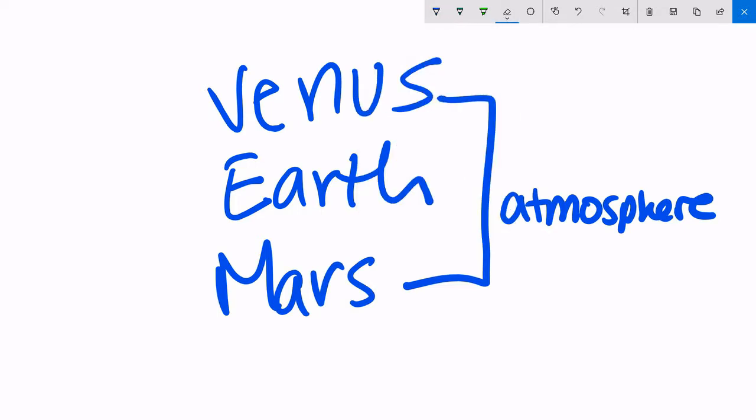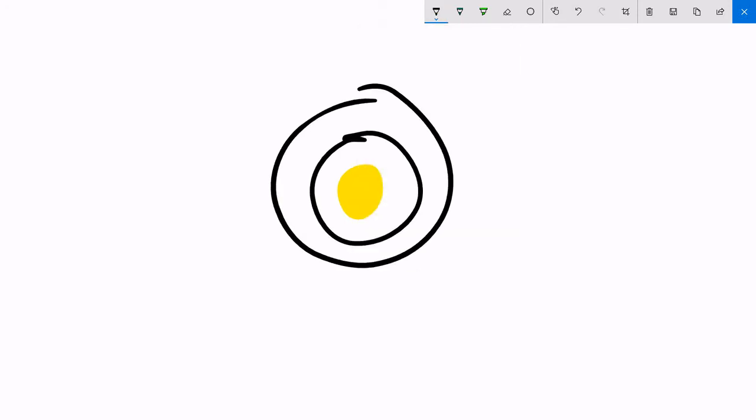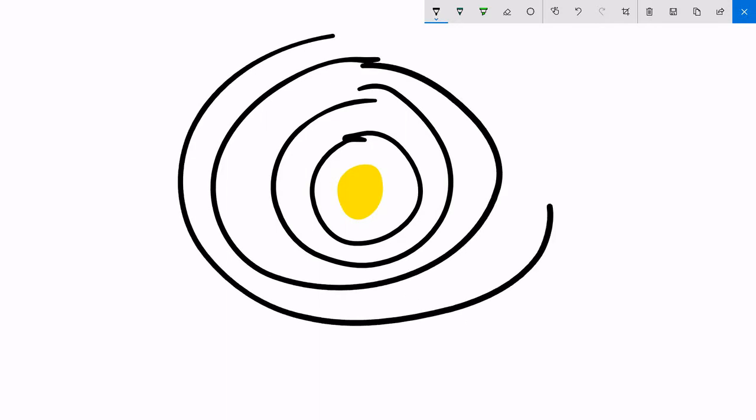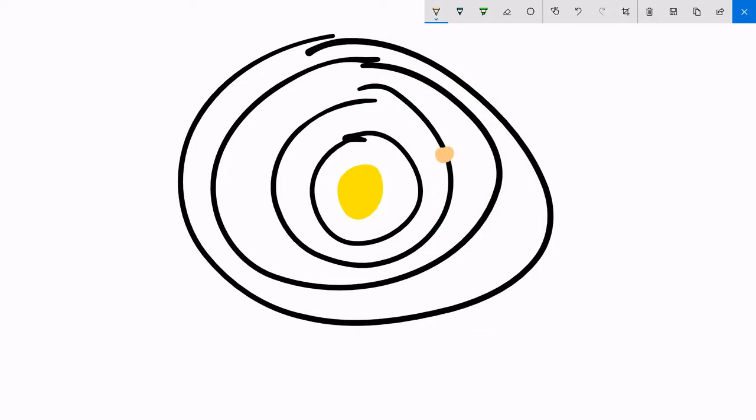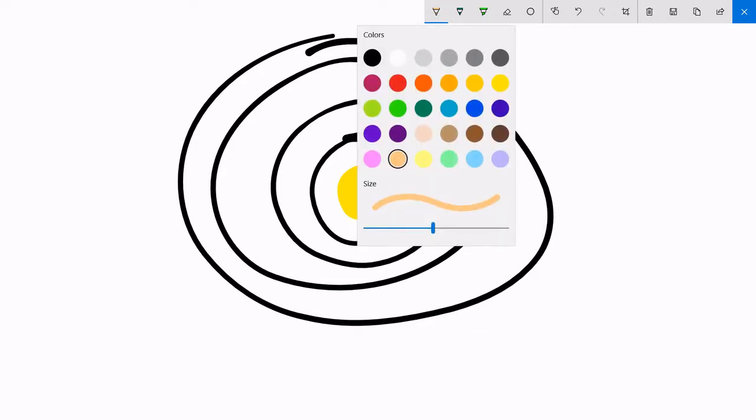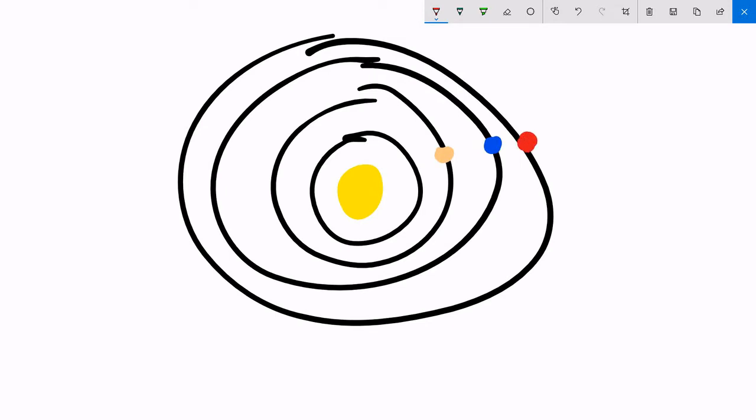So if I drew out our solar system, we have the sun in the center. Then we have Mercury orbiting here, Venus, Earth, and then Mars. I'm just going to draw out Venus, Earth, and Mars just for the purpose of this explanation. So there are those 3 planets.